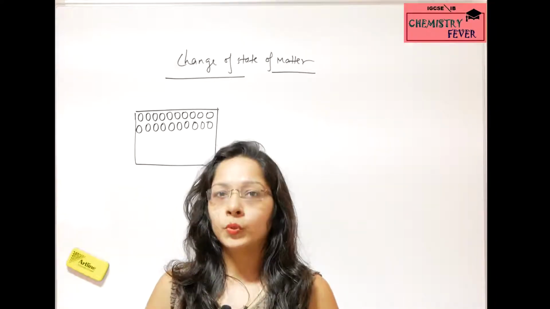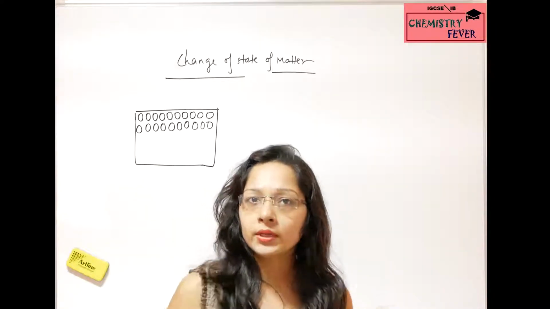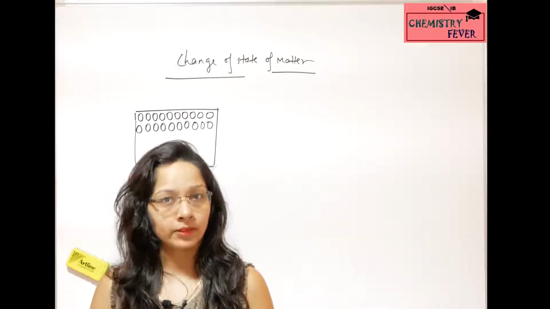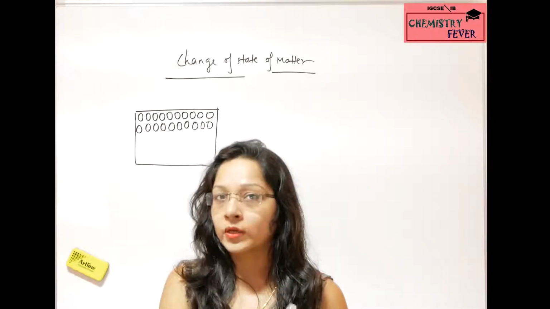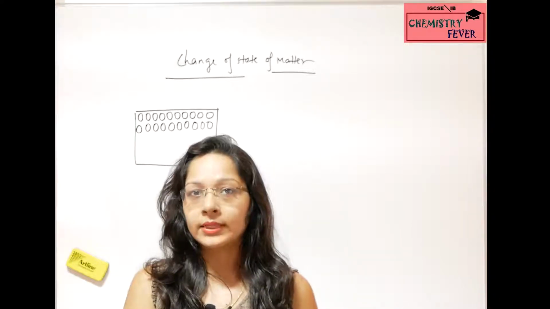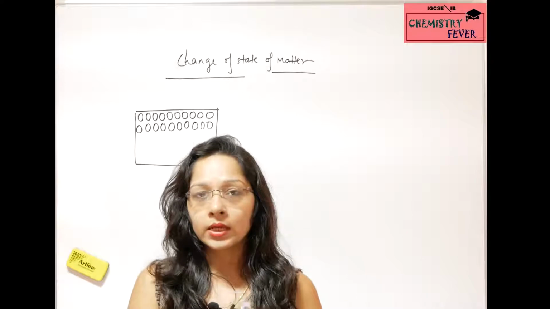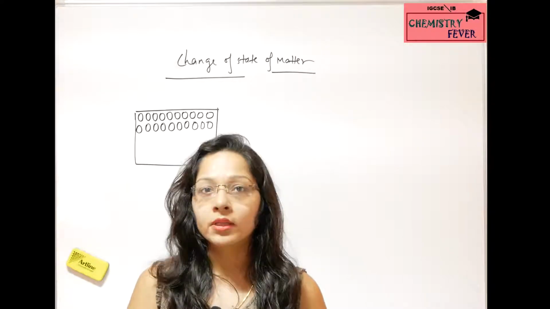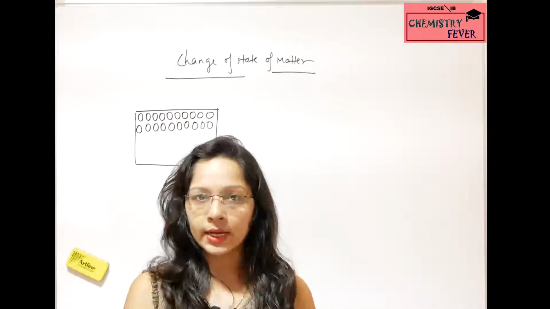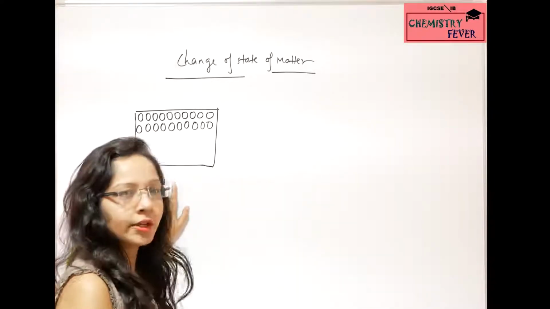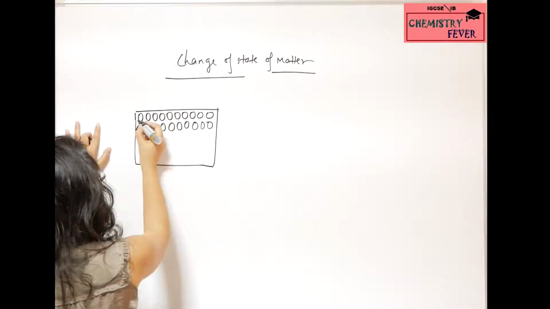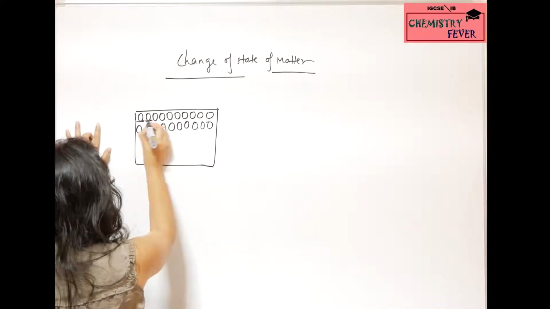Now we are going to understand the third scientific aspect of the kinetic theory of matter, right? The first aspect was that the particles are moving in matter. The second aspect was that there is a specific arrangement. And the third aspect is change of state of matter. So now understand it. If we give heat energy, then what will happen? As particles get energy, they will start vibrating faster.